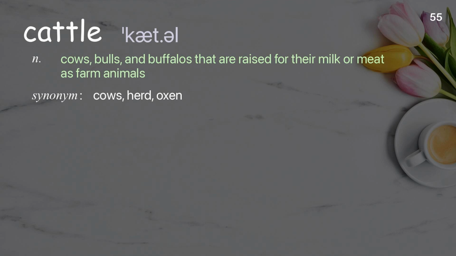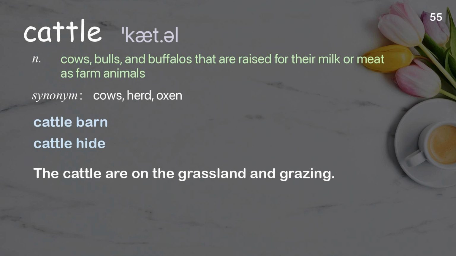Cattle. Cows, bulls, and buffaloes that are raised for their milk or meat as farm animals. Examples: Cattle barn. Cattle hide. The cattle are on the grassland and grazing.